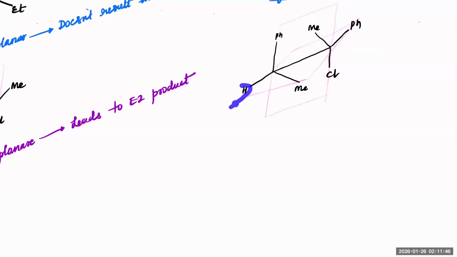So if a base takes away a proton from here, chlorine goes away from here, these electrons are here and sigma star is here. Will it make a pi bond? Answer is no. So in this conformational form, in this chair form, can E2 elimination occur? No. So let me put that. In this conformational structure, E2 is not possible.